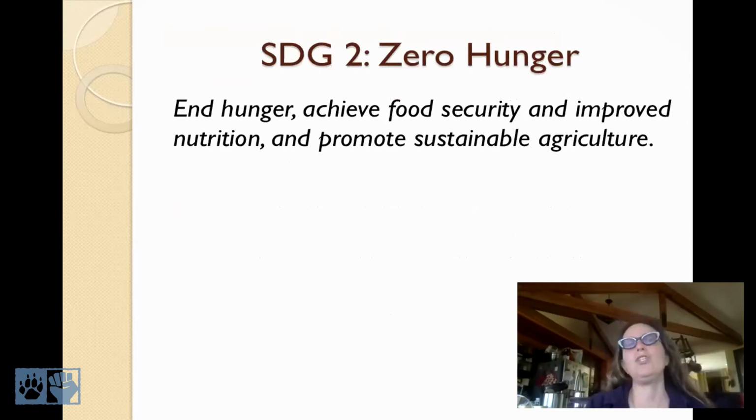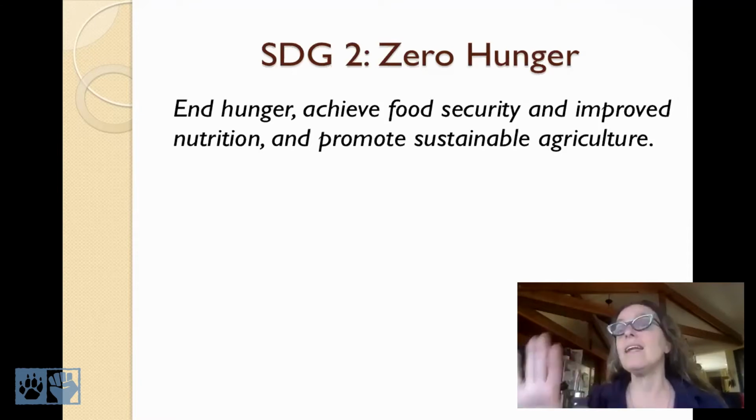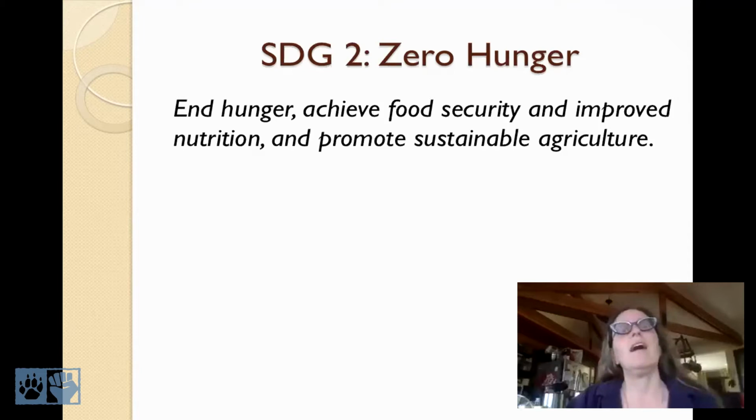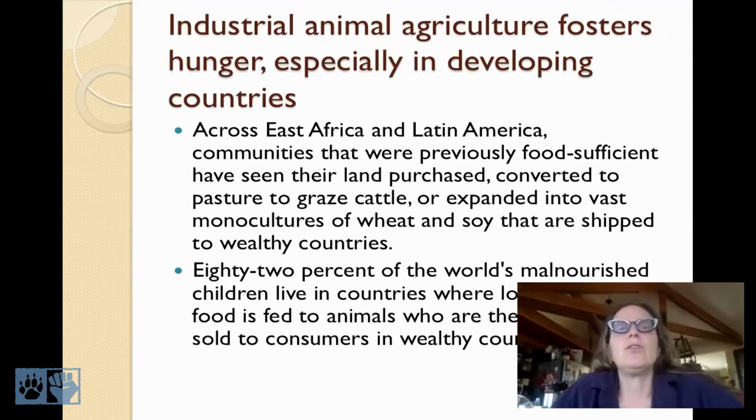One is SDG 2, which is zero hunger. And the way that the United Nations has articulated this goal, it's end hunger, achieve food security, and improve nutrition, and promote sustainable agriculture. That is the goal. This does not, as you can see, none of these really include any kind of a focus on animal rights or on reducing meat consumption. It's not in this SDG at all, and my hope is in the future it will be. So here are a few points about the ways that industrial animal agriculture actually can exacerbate hunger.